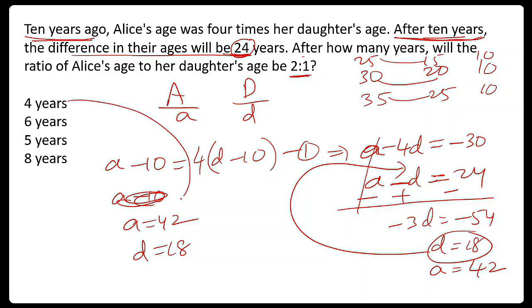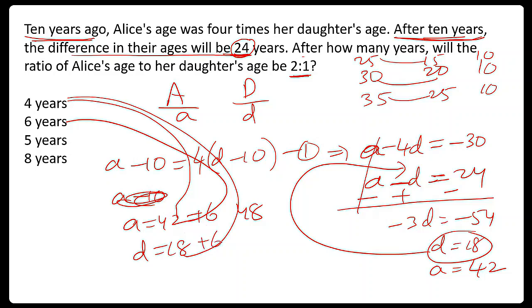If I add 4 to 42, this becomes 46 and this becomes 22. 46 can't be 2 times 22. But if I take the second option, 42 plus 6 is 48, 18 plus 6 is 24. So definitely 48 is double 24. So the answer is the second option. After 6 years, Ali will be twice her daughter. Is this clear? If any of you need repetition, let me know.